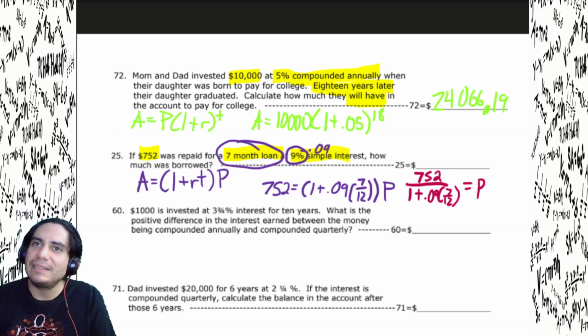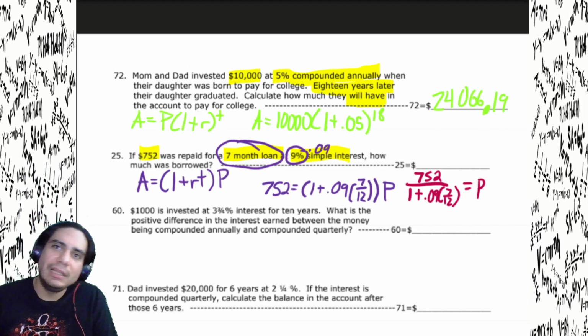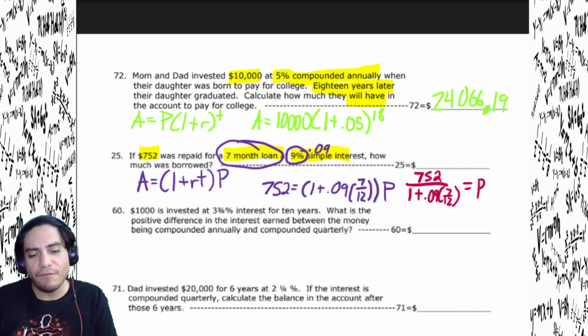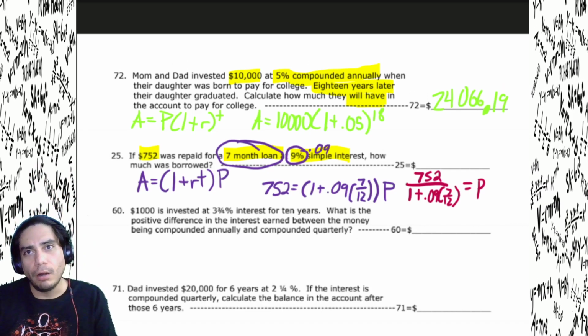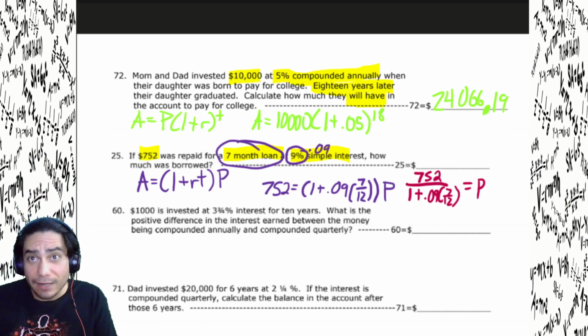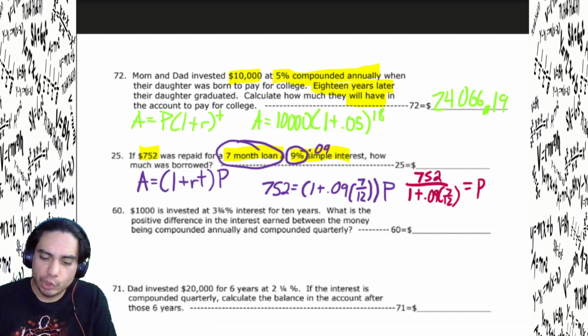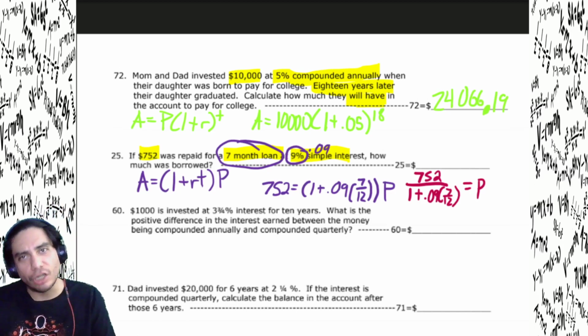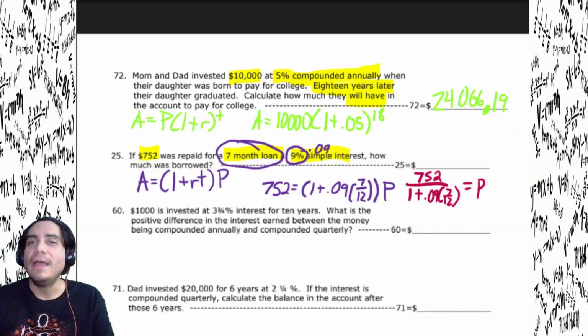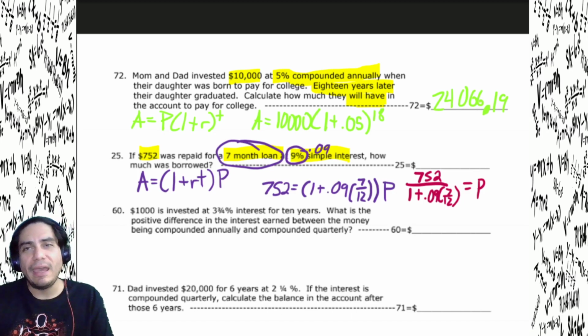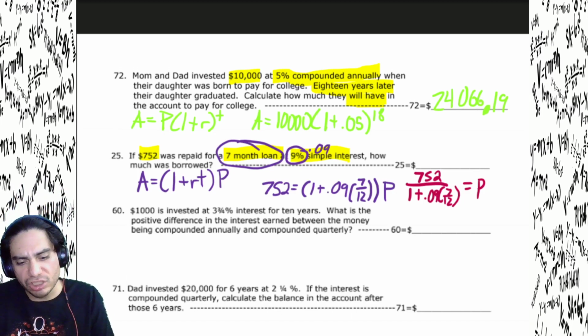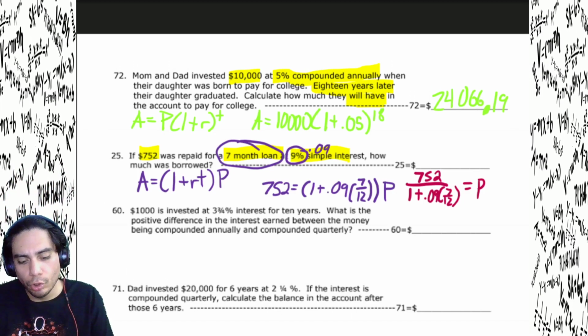Man, I'm trying to make this look like a 9. There you go. At least it kind of looks like a 9. 752, enter. 1, enter. 0.09, enter. 7, enter. 12, divide. There you go. Now we're starting to do that work. Then we could hit multiply, then plus, and then we divide it from our 752.